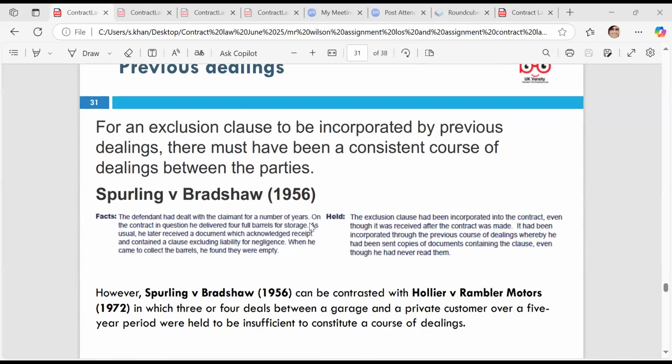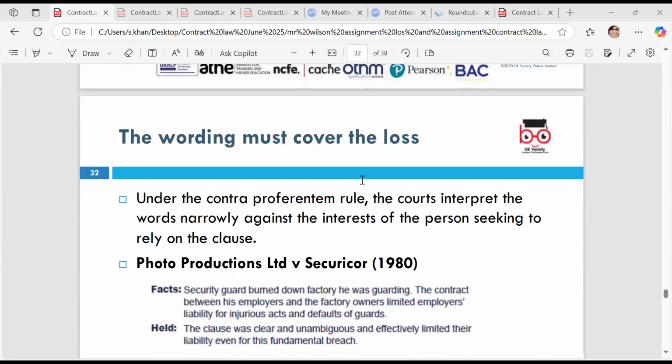And then previous dealings. So for an exclusion clause to be incorporated by previous dealings, there must be a consistent course of dealings between the parties. So there must have been a history of dealing with them previously, and it's deemed incorporated into that contract. Case of Spurling v Bradshaw, 1956.